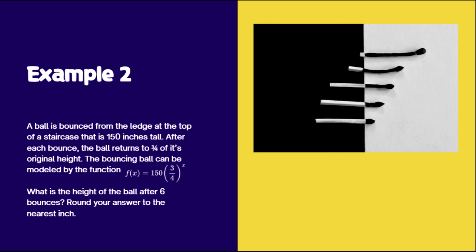Okay. Here's example 2. A ball is bounced from the ledge at the top of a staircase that is 150 inches tall. After each bounce, the ball returns to 3/4 of its original height. The bouncing ball can be modeled by the function f of x is equal to 150 times 3/4 raised to the power of x. What is the height of the ball after 6 bounces? Round your answer to the nearest inch. So just like last time, you're going to replace x with 6 and solve.